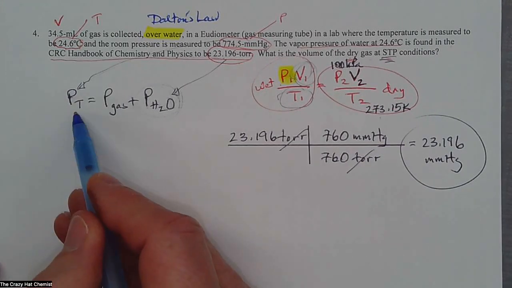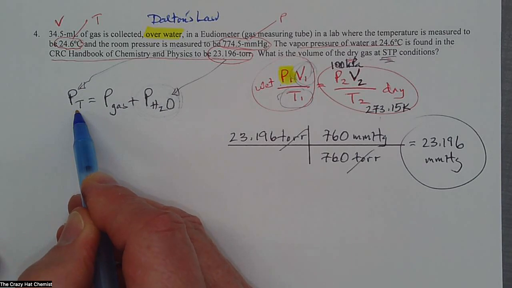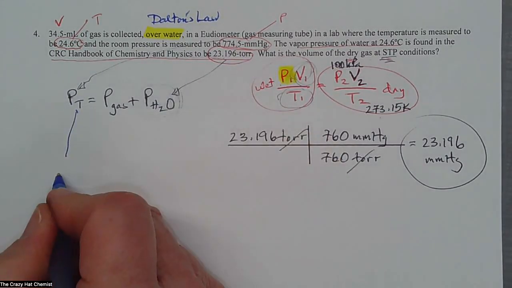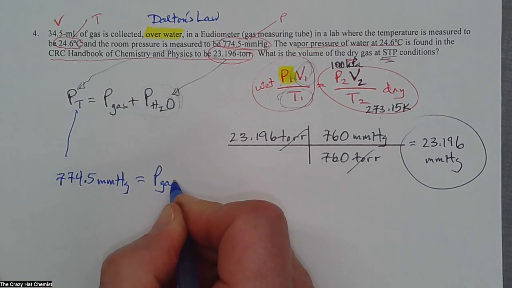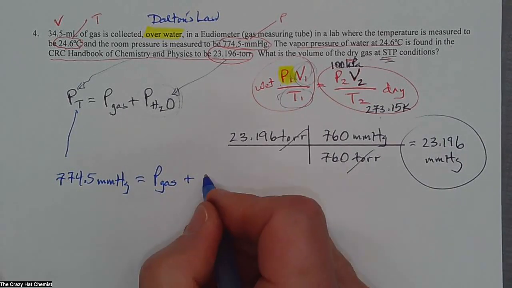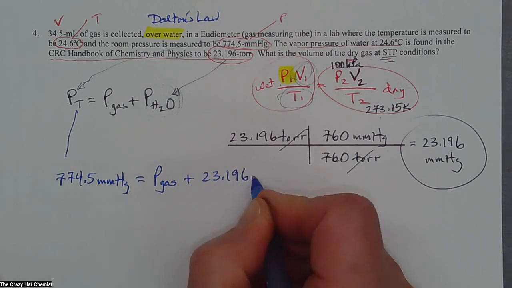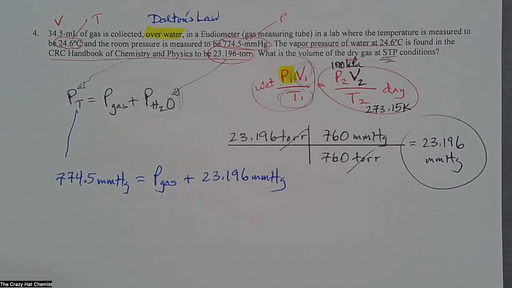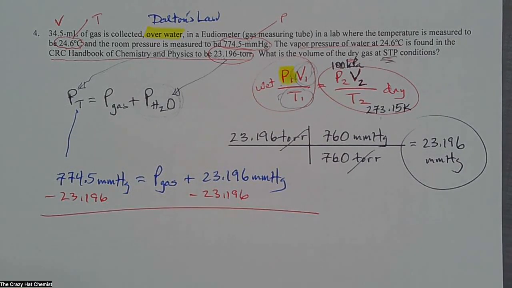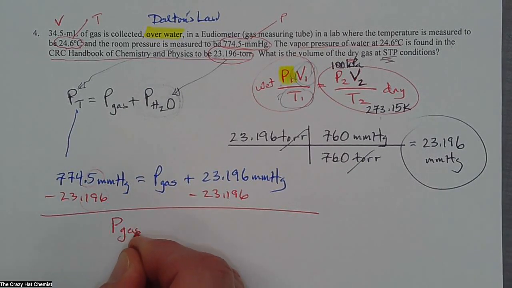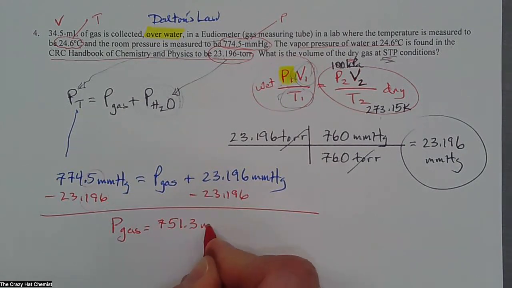All right, so fantastic. So what we're going to do is plug directly into this. And the measured value from the room pressure, which is measured on a barometer, is going to be 774.5 millimeters of mercury. I'm going to solve for the pressure of the wet gas that is collected over water, plus the partial pressure of the water, 23.196 millimeters of mercury. All right, this is a simple problem here. What we're going to do is subtract 23.196 from both sides. When we are subtracting, we're using the fewest number of decimal places. This number has 1, this has 3 decimal places. So I'm going to end up with the partial pressure of the wet gas with 1 decimal place. Okay, and so that will be 751.3 millimeters of mercury.